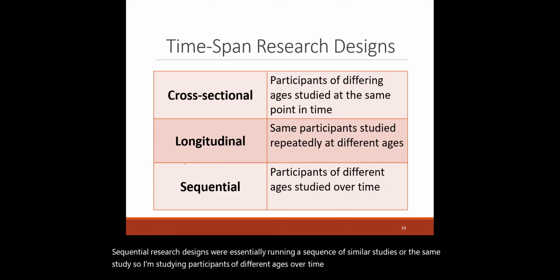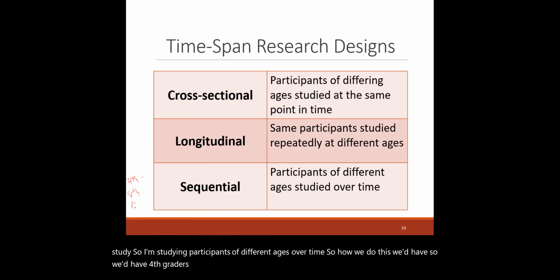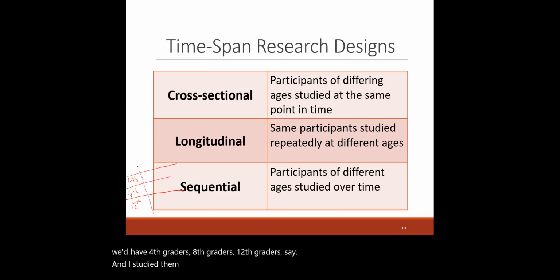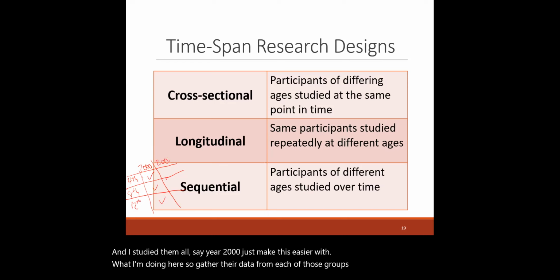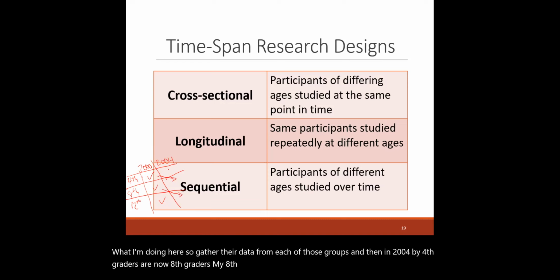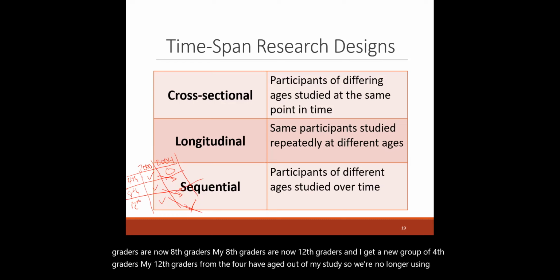So how we do this, we'd have 4th graders, 8th graders, 12th graders, say. And I studied them all, say year 2000. Gather their data from each of those groups. And then in 2004, my 4th graders are now 8th graders, my 8th graders are now 12th graders, and I get a new group of 4th graders. My 12th graders from before have aged out of my study. So I'm no longer using them or collecting data from them.